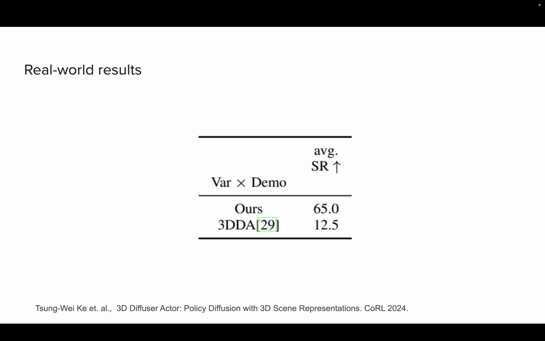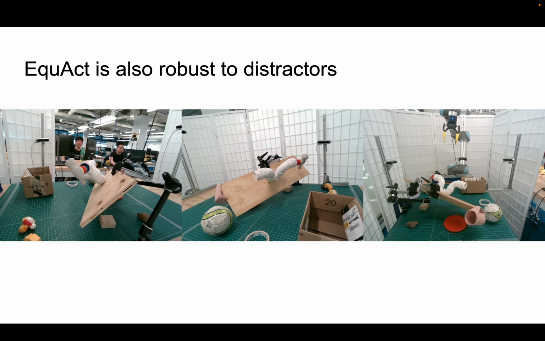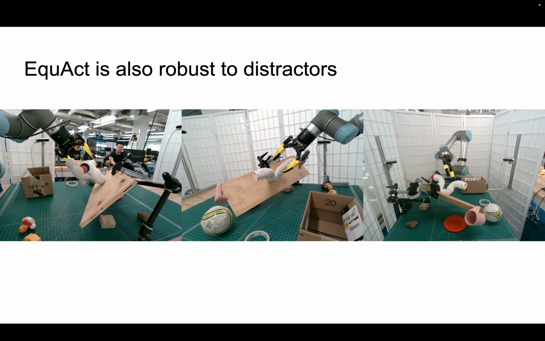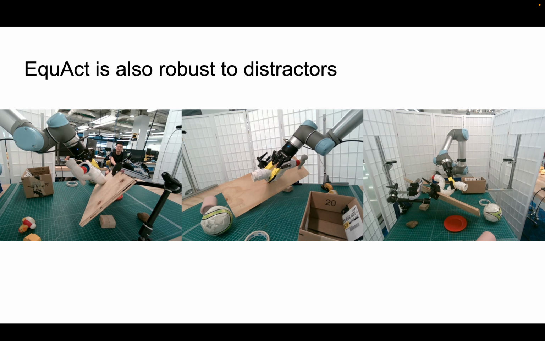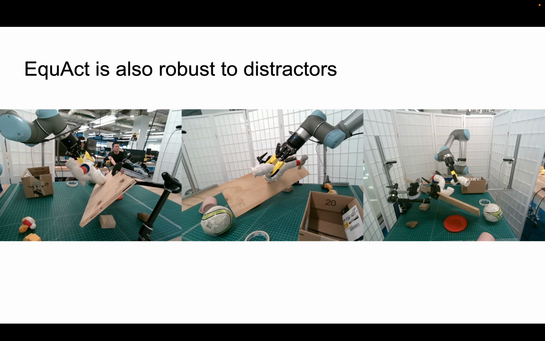Our method on average outperformed 3D Diffuser Actor by a large margin in the real-world robot experiments. We additionally tested the robustness to distractors. We find that EquAct can still perform this task despite there being 10 random objects placed in the workspace.